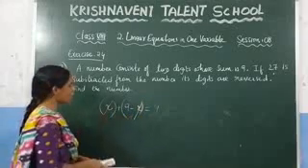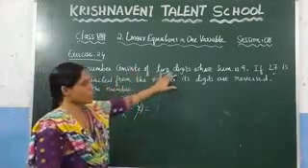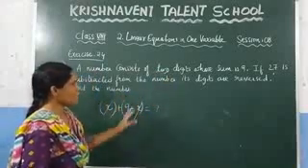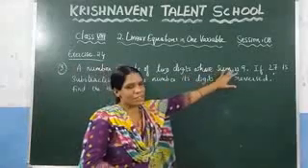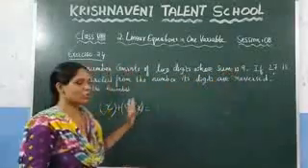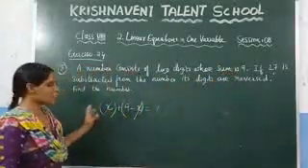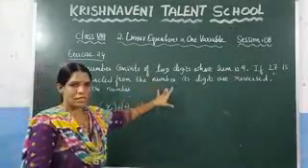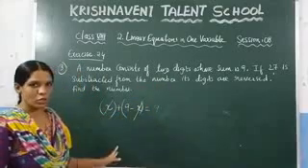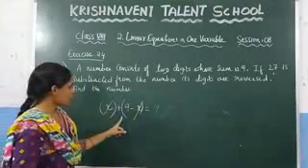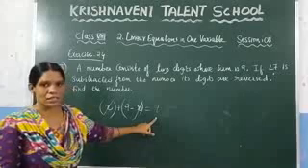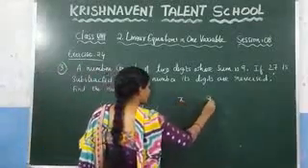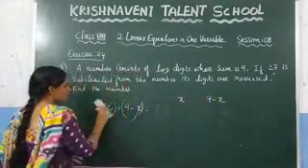Because they have given that a number consists of 2 digits. One number consists of 2 digits, and after adding those digits you have to get the result as 9. We don't know what those digits are. Let us consider one digit as x, and the next digit is 9 minus x, because they have given the sum as 9. If you add these two, you get the result as 9. So we can state one digit as x and the other digit as 9 minus x.